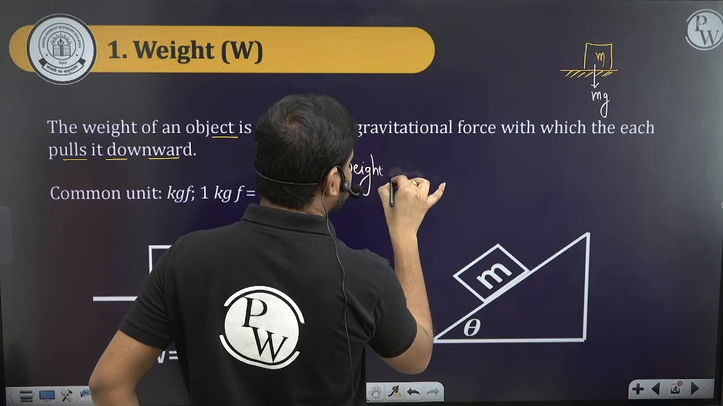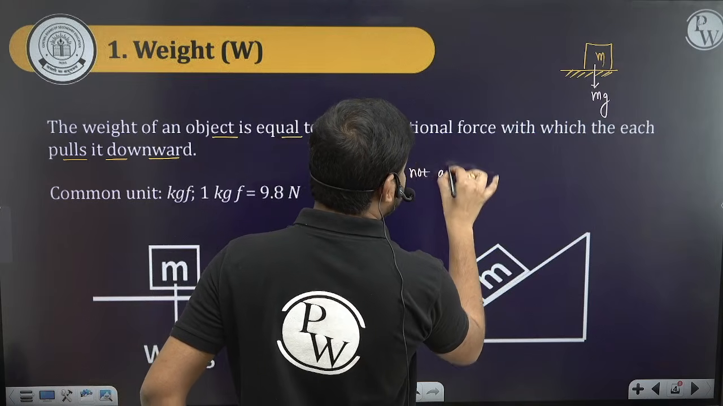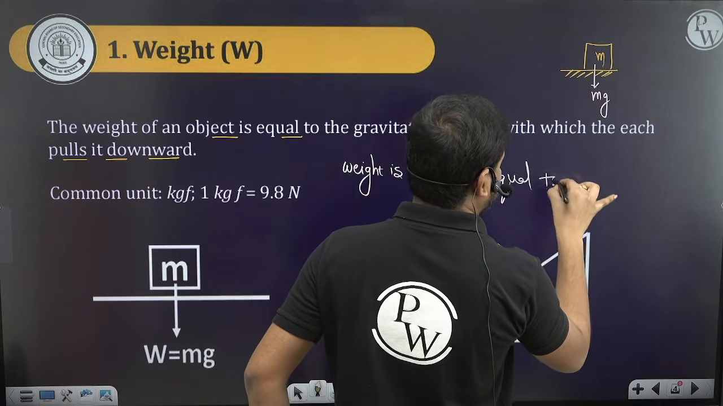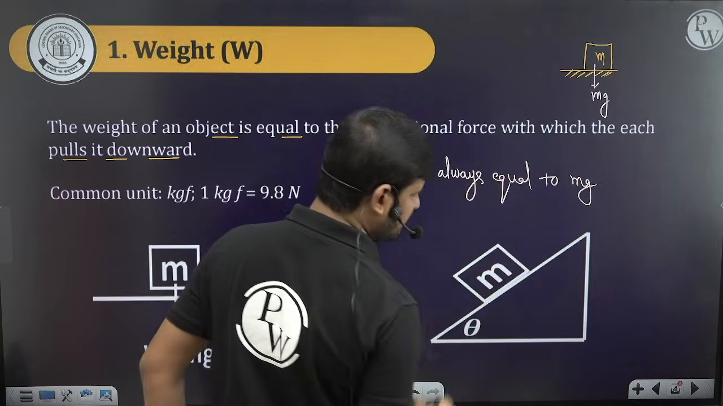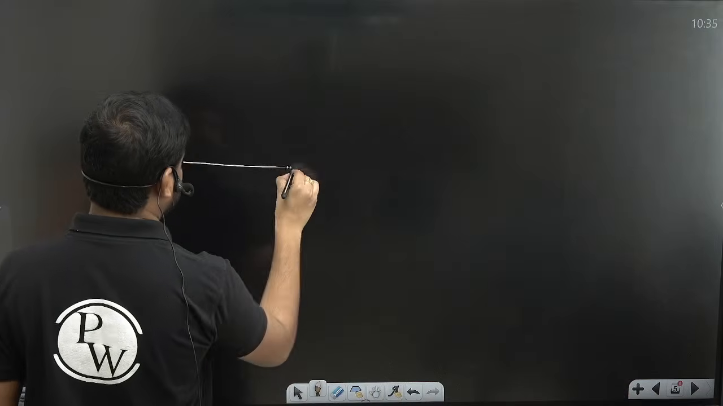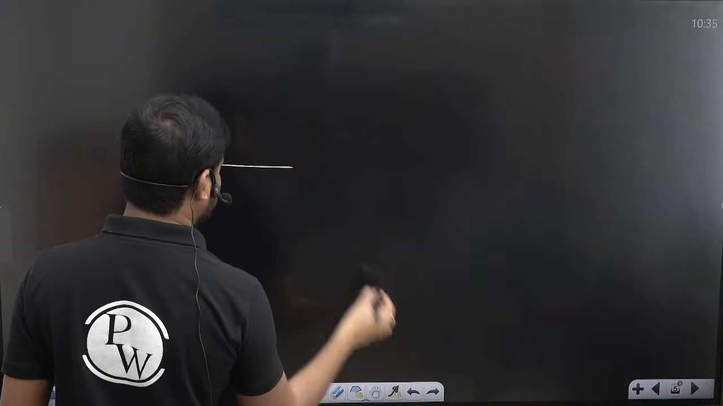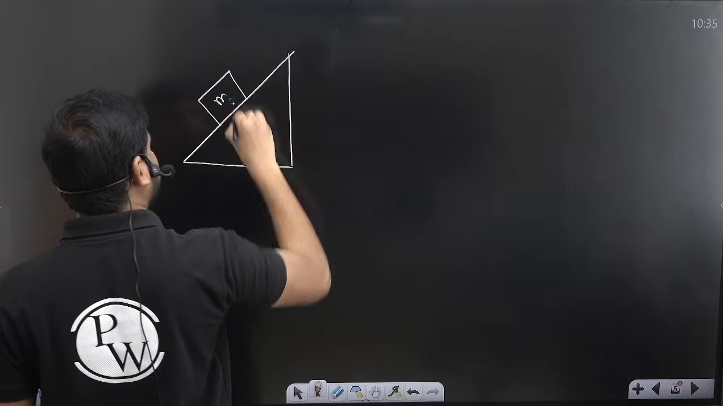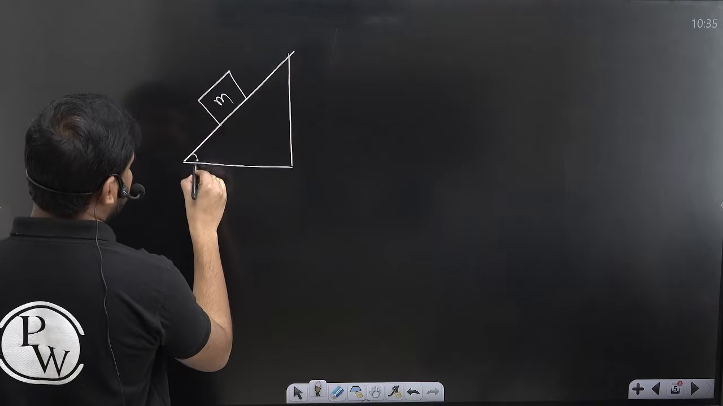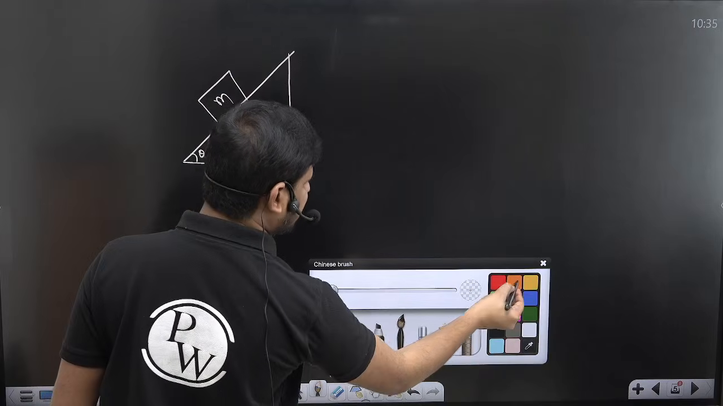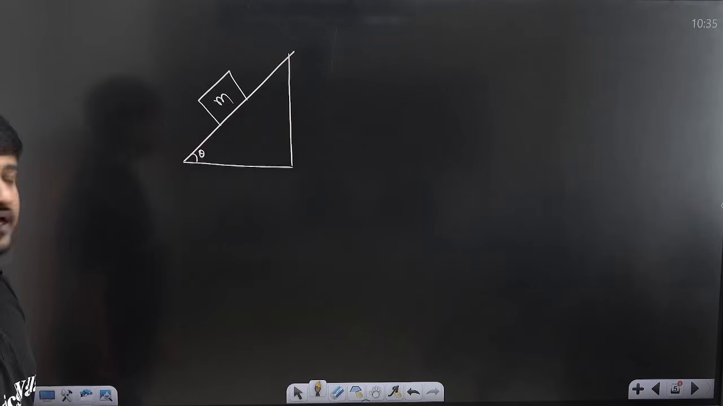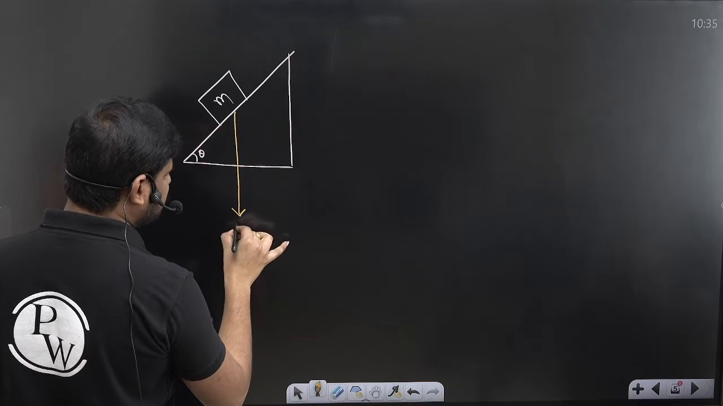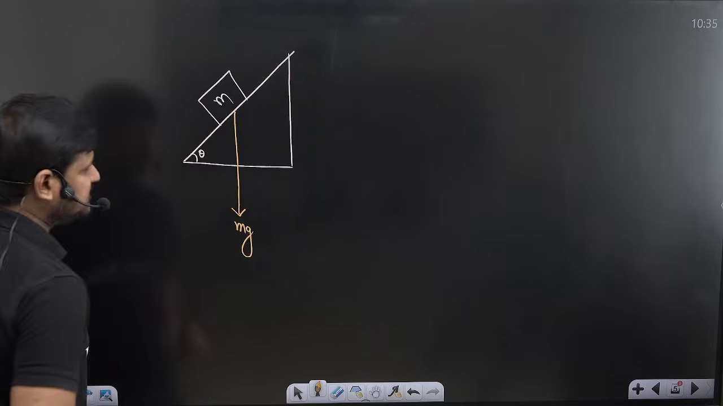So the weight is not always equal to mg. Let's understand this scenario. I'll draw it in this new slide. Let's consider a body of mass m placed on an inclined plane. Let's suppose the inclined plane angle is theta. Now the weight always acts vertically downwards like this, mg.